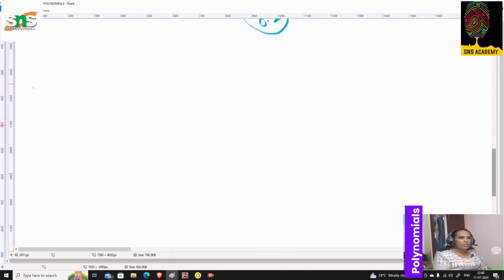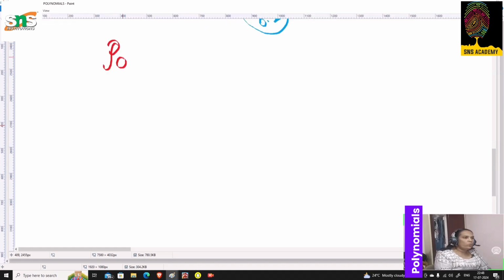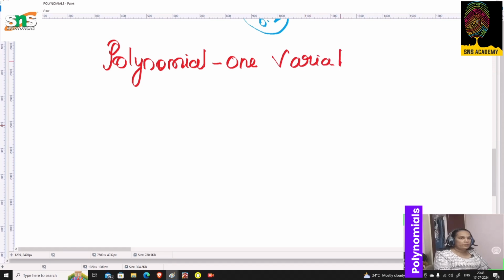And one more thing, an extension of a polynomial is a polynomial with one variable. In 8th standard, we learn with any variable, any power. In 9th standard, we use only the polynomial with one variable. Here I have written x cube plus y, and on the right hand side I am writing x square plus x.